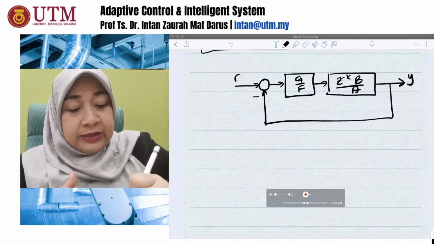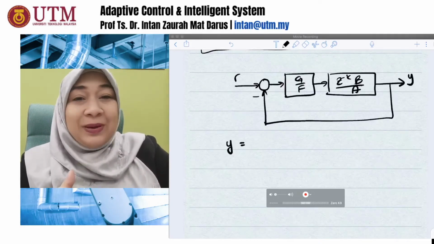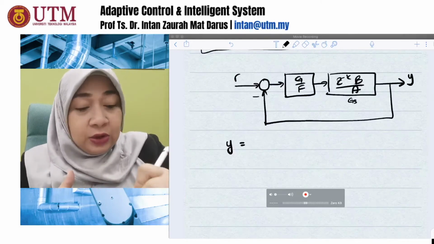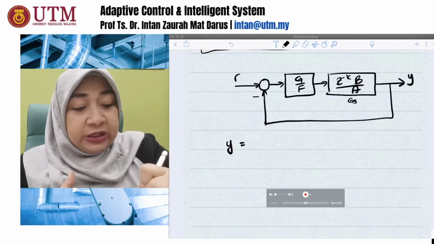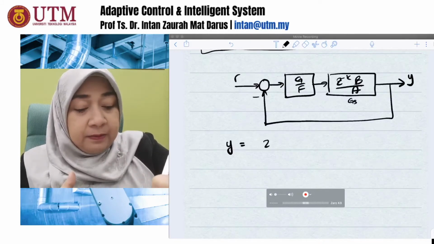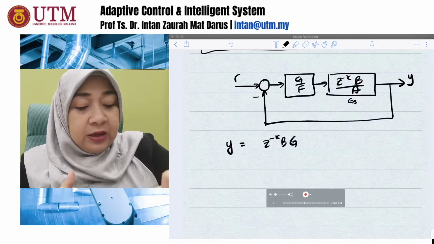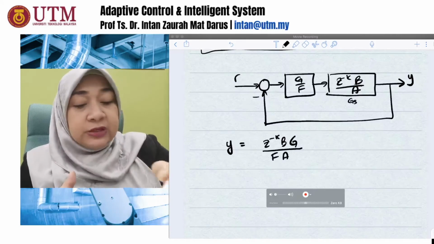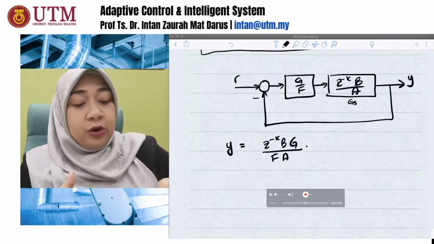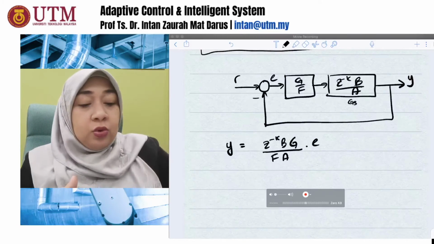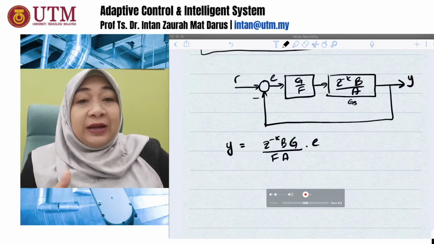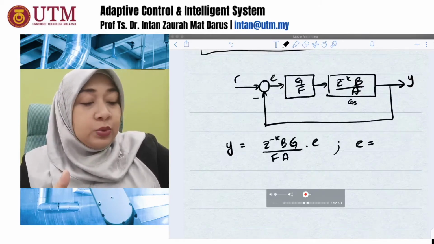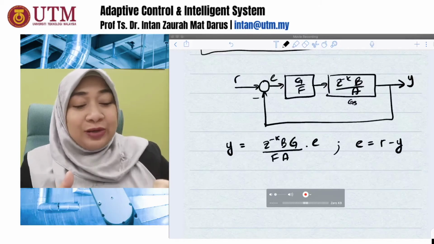You know Y is equal to G over F multiplied by this, because it's in series. So G over F needs to be multiplied with your transfer function here. So I'm going to have Z to the power of minus K, B G over F A, multiplied by your error signal. So what to do then is to find out what your error signal is. Your error is equal to R minus Y.